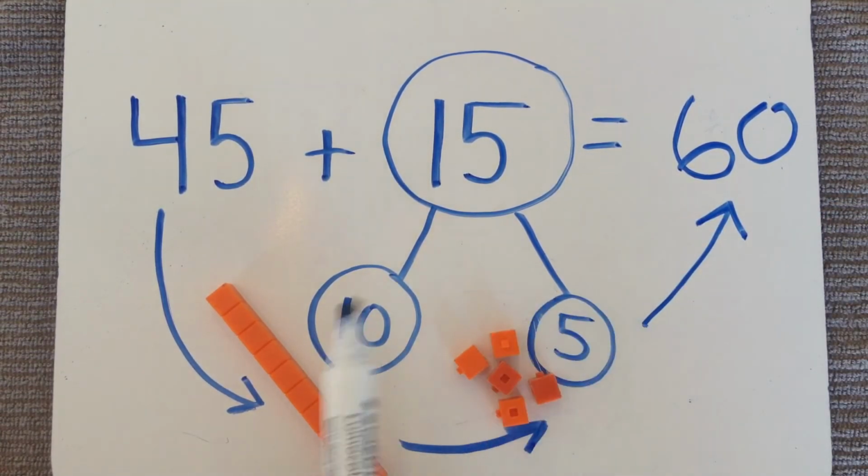We're using two different skip counting strategies to help us find the answer, counting by tens and counting by fives.